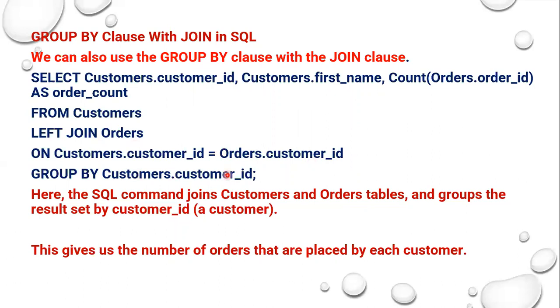When you execute, what will happen? It will join the customer and order tables. The customer table is here and the order table is here. Both will combine and group the result set by the customer ID only. Customer ID is the common column, so based on it, it will aggregate, segregate, and combine the data. So this is about the GROUP BY clause with SQL.